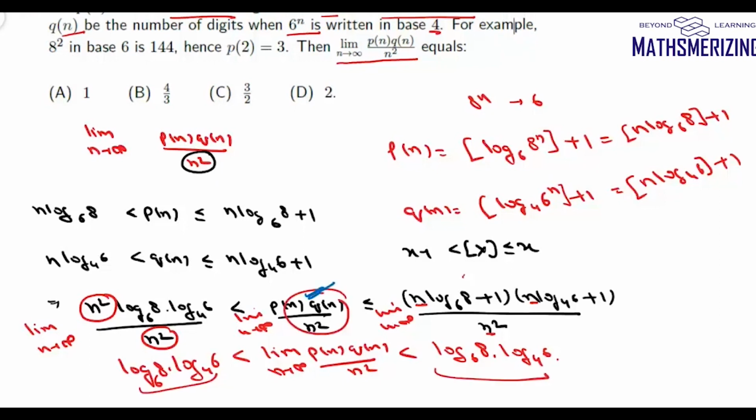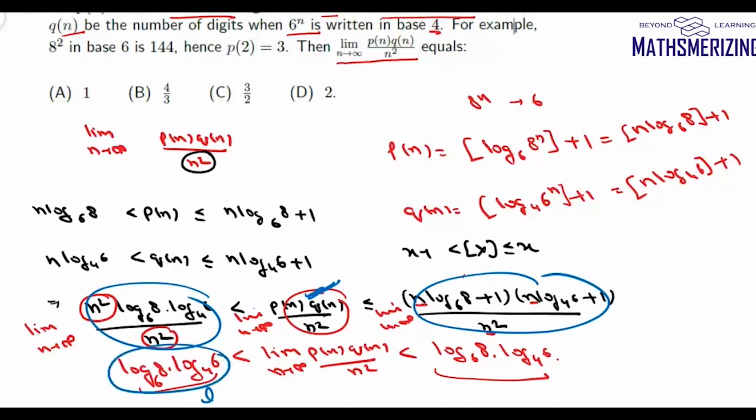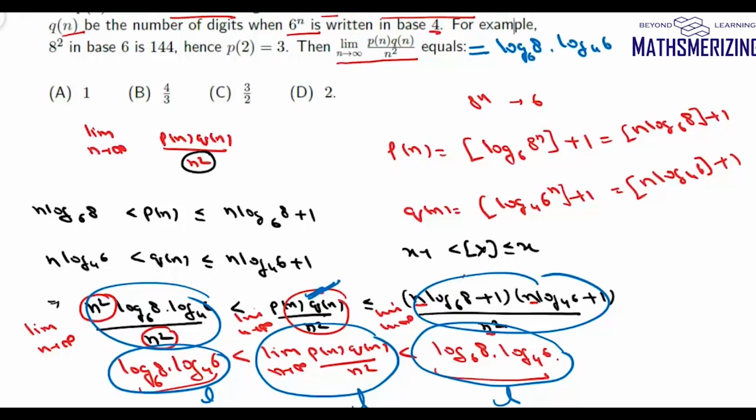Now the Sandwich theorem says if f(x) lies between g(x) and h(x), and if the limiting value of g(x) is L and the limiting value of h(x) is L, then the limiting value of f(x) is also L. So which simply means the value of this limit is equal to log 8 base 6 into log 6 base 4. So I can write it as log 8 base 2 upon log 6 base 2, and here it will be log 6 base 2 upon log 4 base 2. So it will cancel. So 8 is 2 cube and 4 is 2 square. So the value of this limit is simply 3 by 2, and that's your option number C.